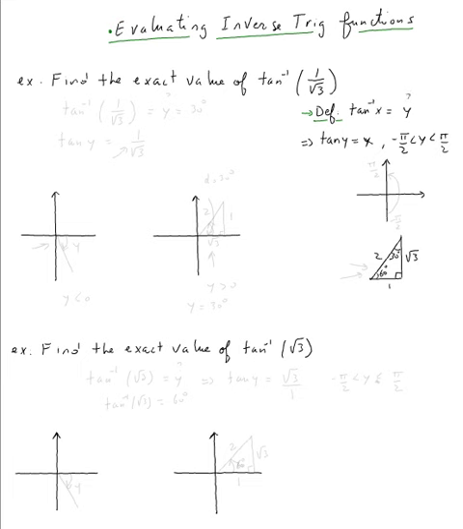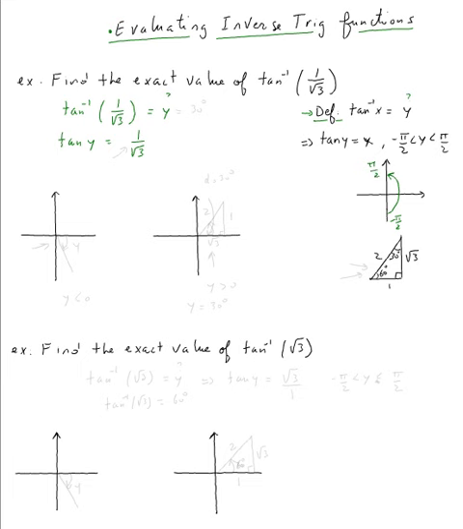So we're looking for an angle if tangent of that angle is equal to x and the angle is between negative pi over 2 and pi over 2. So we need to evaluate tangent inverse of 1 over square root of 3. We're going to call this y and use the definition. We're looking for the angle y, but we know that tangent of that angle is equal to 1 over square root of 3. And we know the angle is between negative pi over 2 and pi over 2.